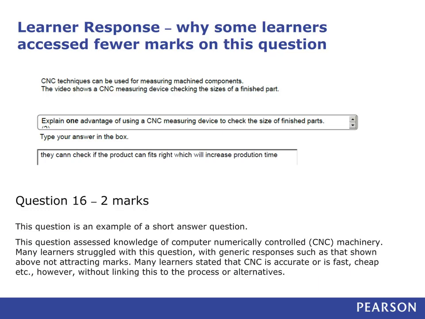However, only the more able learners were able to address the use of CNC as a measuring technique, often linking the speed and consistency as an advantage over conventional measuring techniques where human error can occur.